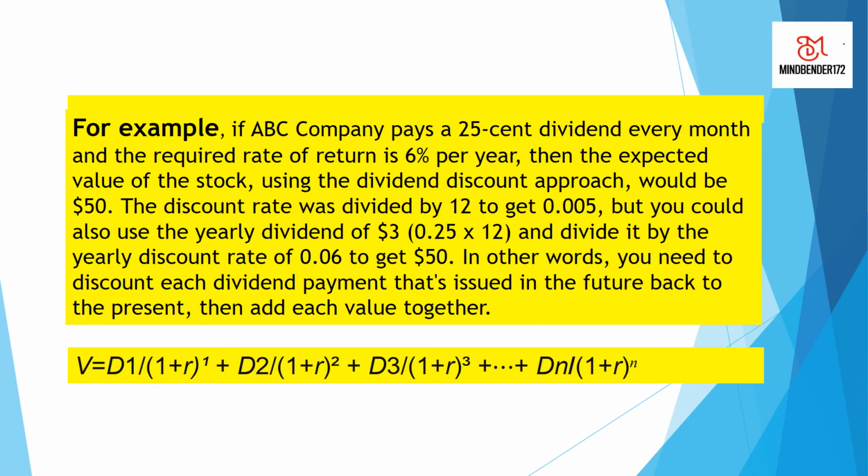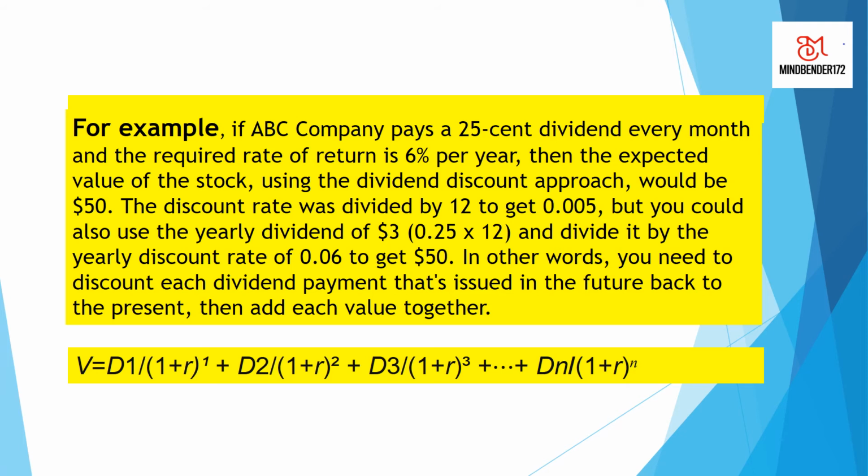Now let's do another example. The ABC company pays a 25-cent dividend every month, and the required rate of return is 6% per year. Then the expected value of the stock using the dividend discount approach would be $50. The discount rate was divided by 12 to get 0.005, but you could also use the yearly dividend rate of $3.